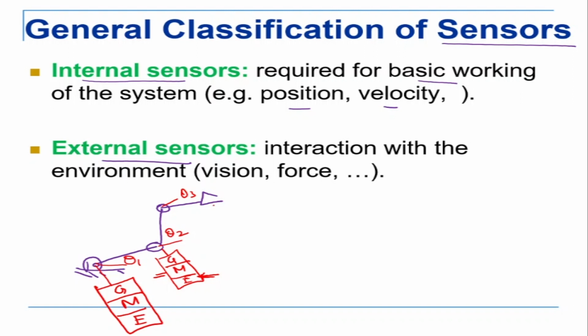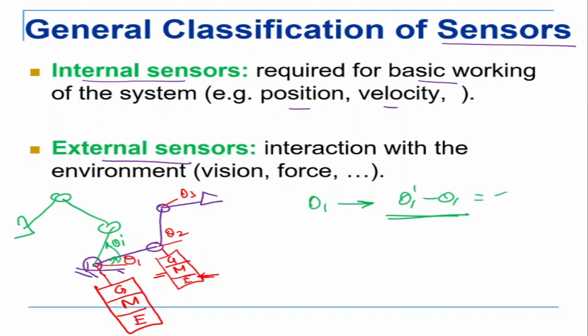For example, we are here and I want to move it to some other location like this. Essentially it is saying theta 1 is moving from theta 1 to theta 1 dashed. If I say this is my theta 1 and that's my theta 1 dashed, the controller must know what is the desired position and what is the present position. Once it knows that, it generates an error: theta 1 dashed minus theta 1 is equal to del theta 1.